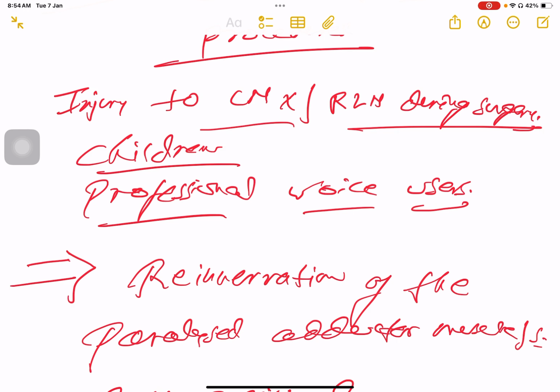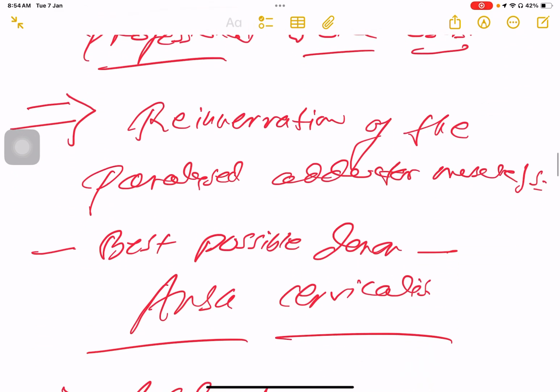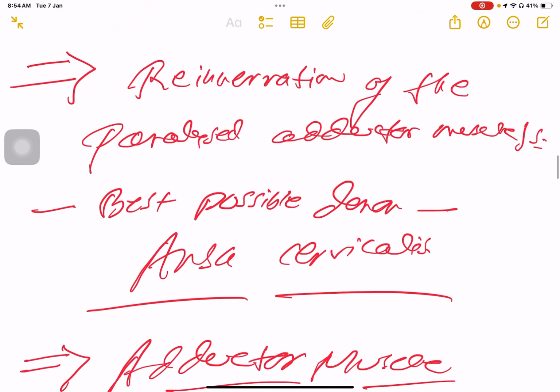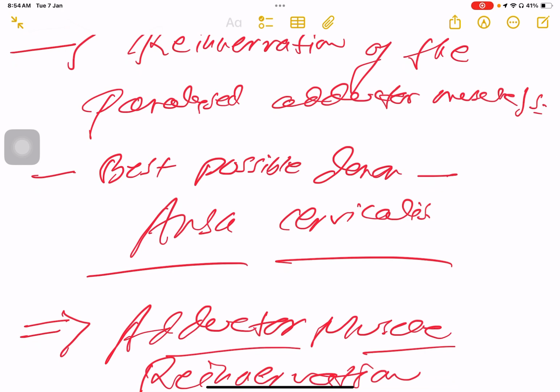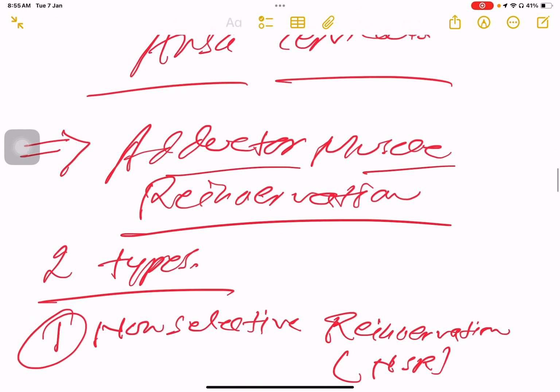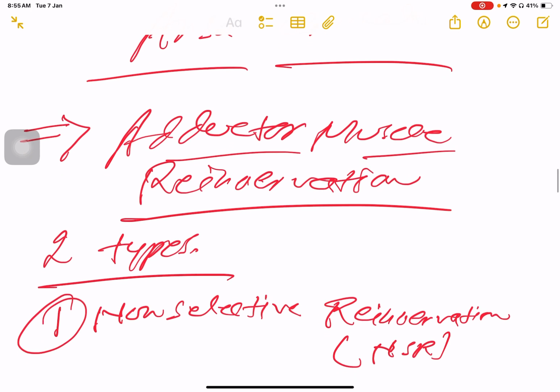So what is the remedy for these static procedures? The remedy is reinnervation of the paralyzed adductor muscle. So this is the ideal treatment now. What we do is we go for a donor nerve like the Ansa cervicalis, and finally we do a nerve reanastomosis to the adductor muscles. So the surgery is known as adductor muscle reinnervation, and it is of two types again.